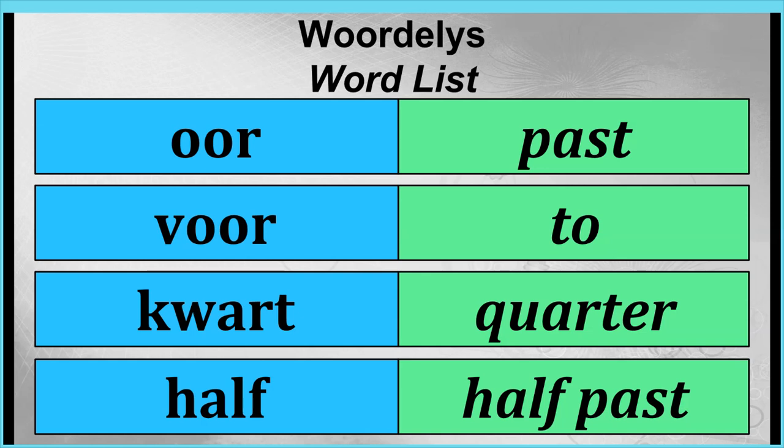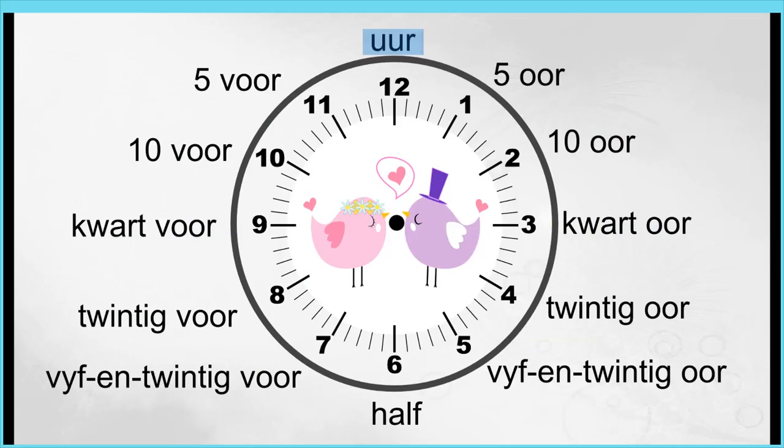But note that the words oor and voor have other meanings as well and can't always be used in this specific context. There isn't an Afrikaans word for o'clock. We just use the word uur, which means hour.